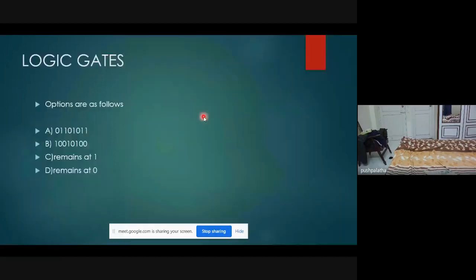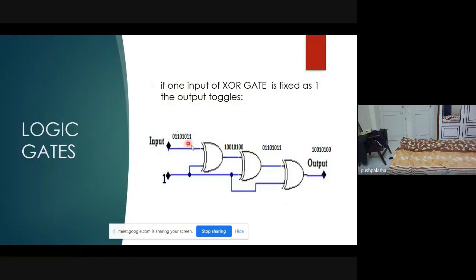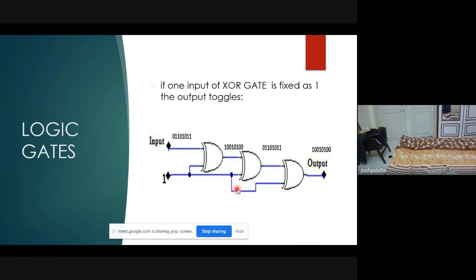Now we'll see one by one. Check whether you got the answer for the output of the first XOR gate. Take this as the reference for this input, and this one is given to all your XOR gates. Actually it is only a half mark question, so you have to solve it within 1 minute. You should not take more than 1 minute for this.